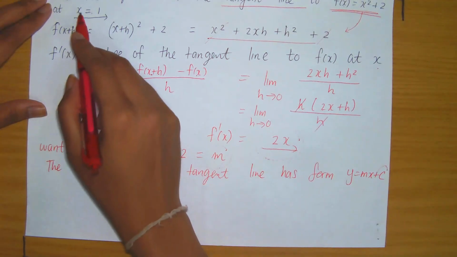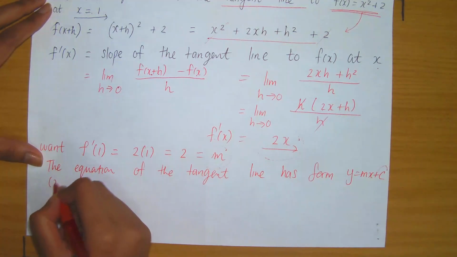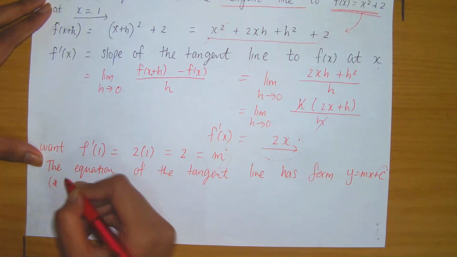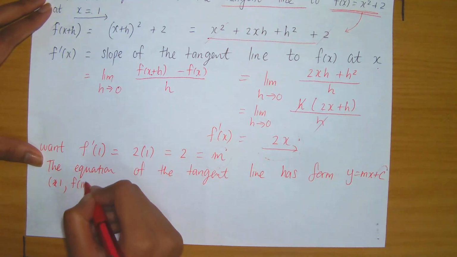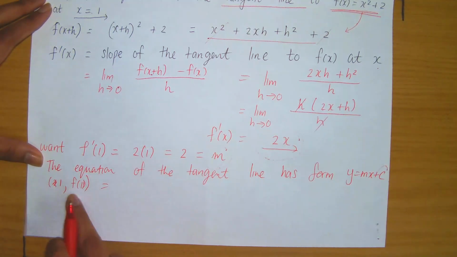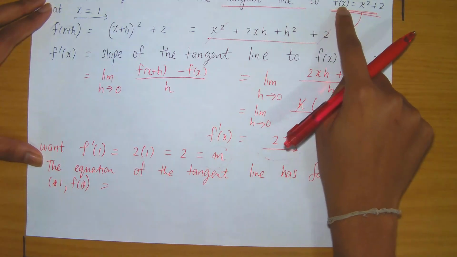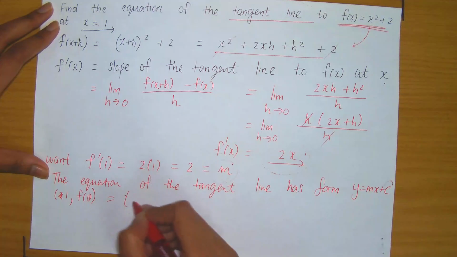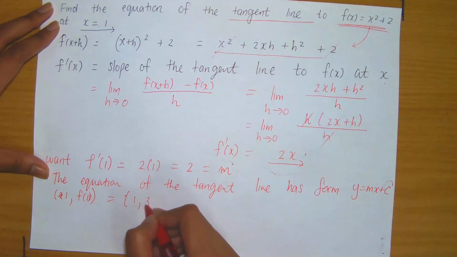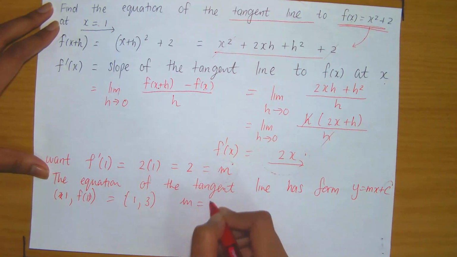Right, so since we are working with the coordinate x equals 1, we're working with x equals 1 and f at 1. So let's quickly find out what is f at 1. Here is f of x, plug in 1. What do you get? 1 squared plus 2, which is 3. So I'm working with the coordinate (1, 3), and I'm working with the gradient of 2.